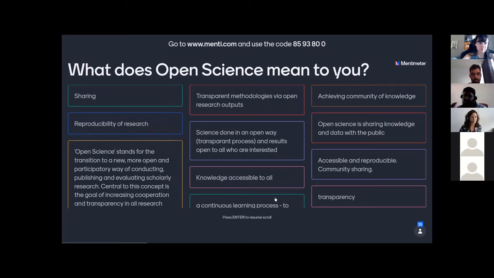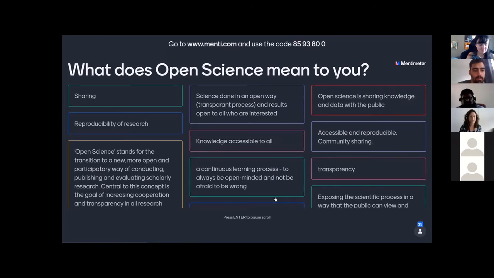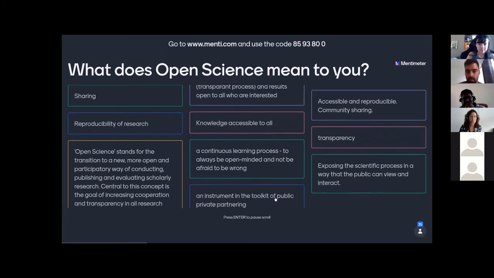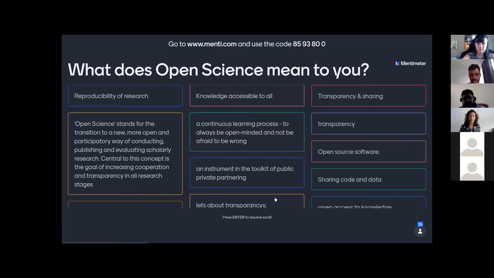Open science stands for the transition to a new, more open and participatory way of conducting, publishing, and evaluating scholarly research. Central to this concept is the goal of increasing cooperation and transparency in all research. Yeah, let's hope it rolls forward in all stages. An instrument in the toolkit of public-private partnering. Okay, I think there are a lot of common points coming back: open source, open data, sharing, and transparency, but there are other perspectives as well.